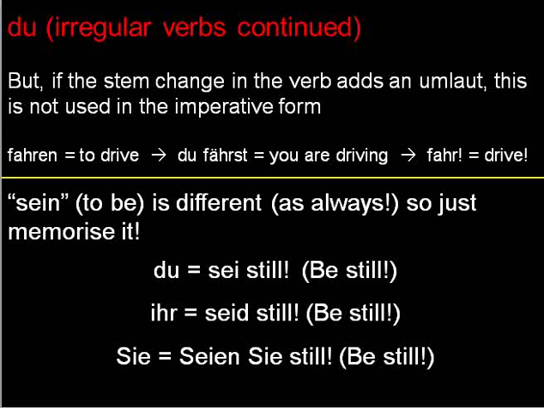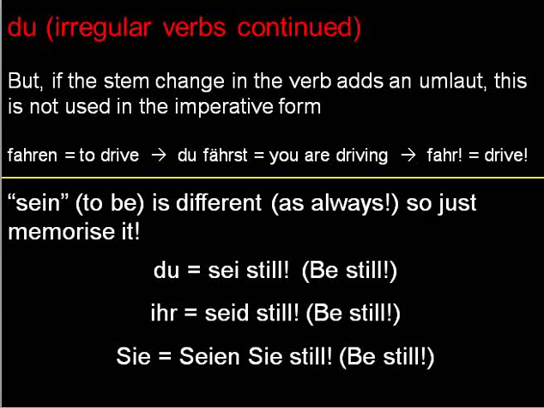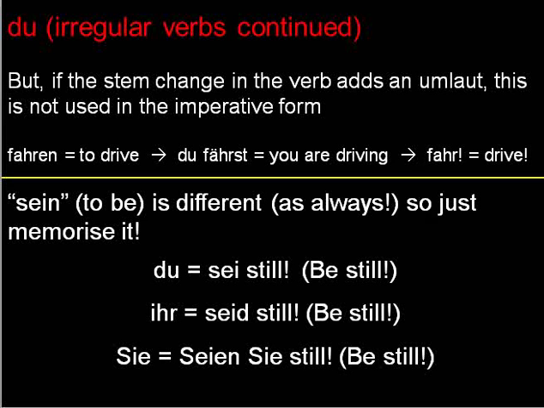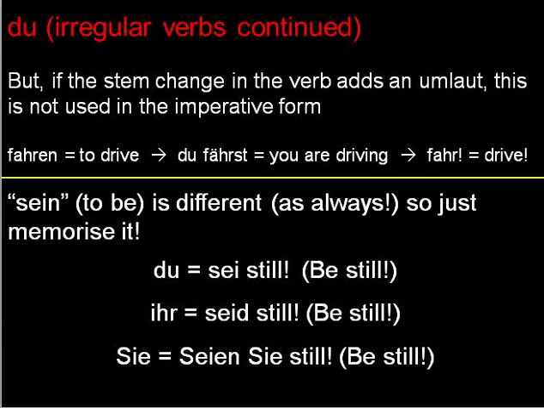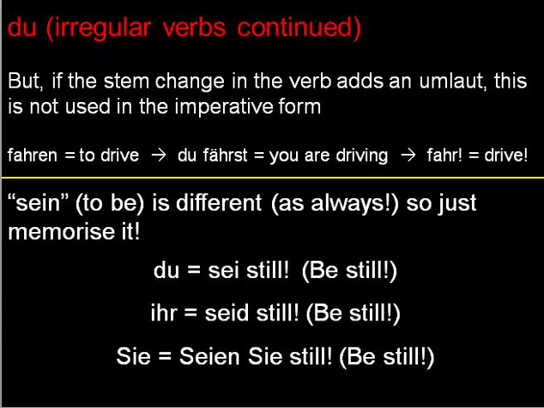Continuing on with irregular verbs, if you have a stem change which adds an umlaut, you don't use the umlaut in the imperative form. Okay, so for example, fahren, which means to drive. If you were saying you are driving to Melbourne, for example, you'd say du fährst nach Melbourne. But instead, if you wanted just to say to someone drive, then you'd say fahr. Okay, so du fährst goes to fahr for one person, drive. So just remember that. So if there's an umlaut in the stem change, normally you don't use the umlaut in the imperative form. That's a bit tricky.